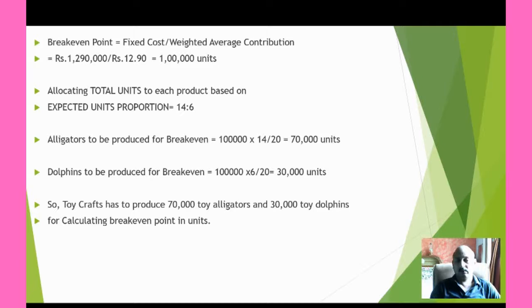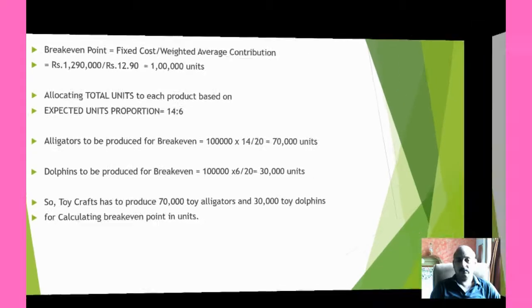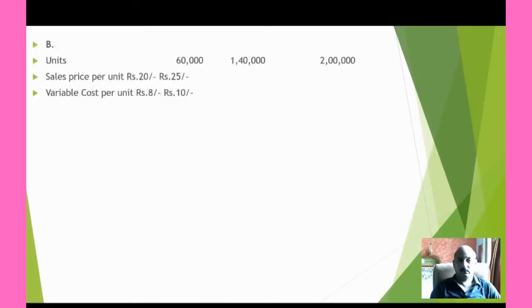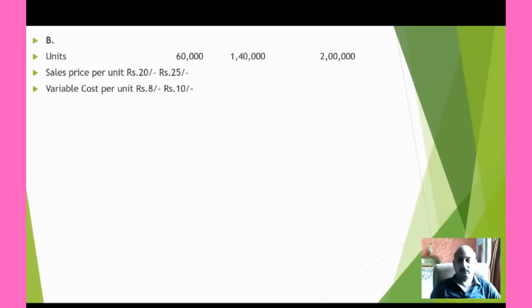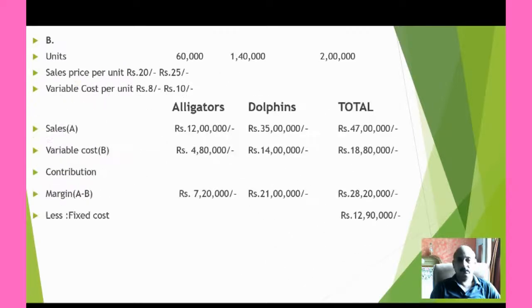Now part B or question 2. The same figure is given here. Units we have calculated earlier, that 60,000 units for alligator, 1,40,000 for dolphin, and total is 2 lakh. And sales price per unit is 20 rupees for alligators and 25 rupees for dolphins. And variable cost is also given, rupees 8 for alligators and rupees 10 for dolphins.